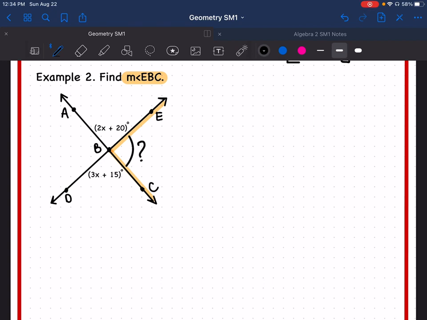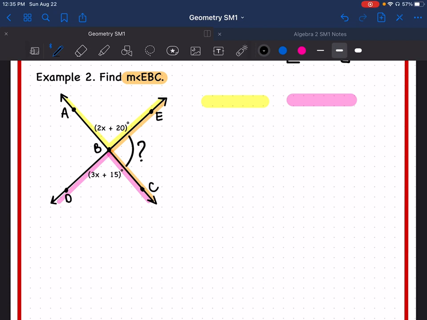Now, the two angles that were given to me are this angle here. Let me put them in yellow and pink. This angle here, ABE, and this angle here, DBC. I've got to stop and think, what do I know about the yellow angle and the pink angle?